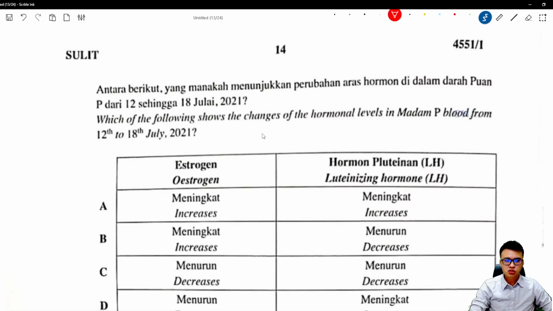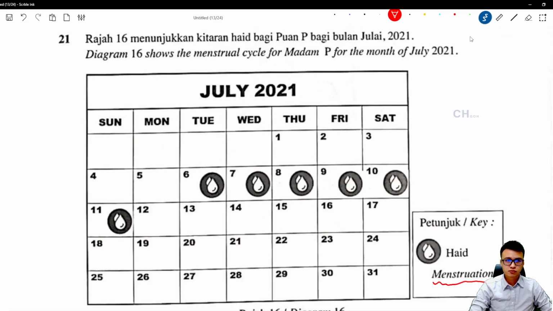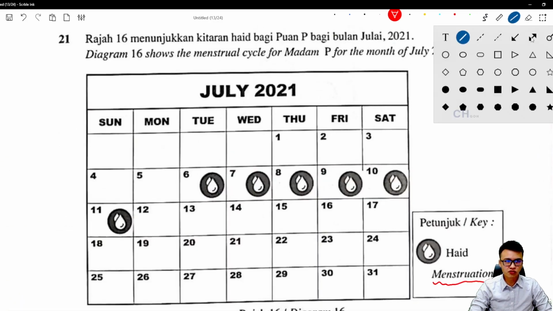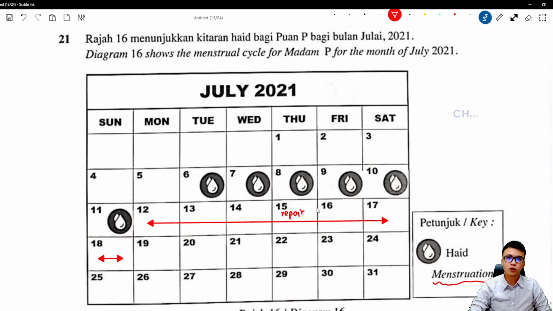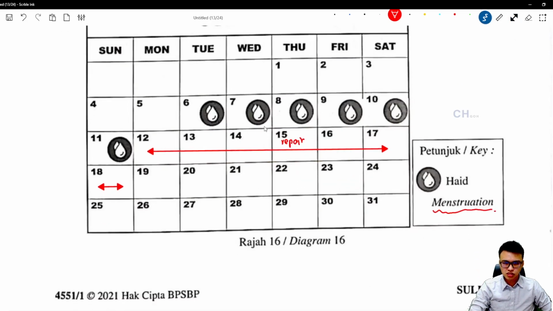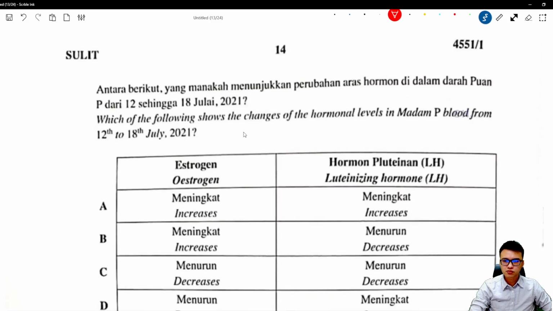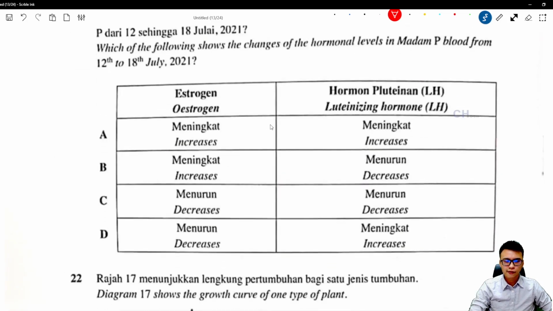Which of the following shows the changes of the hormonal levels in Madam P's blood from day 12 to 18? Okay, so 12 to 18 is referring to the days after menstruation. That means the uterus is trying to repair the wall, the endometrium wall. So in this stage, they want to prepare for the next ovulation.